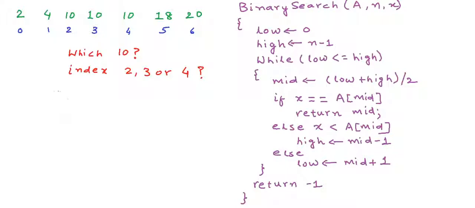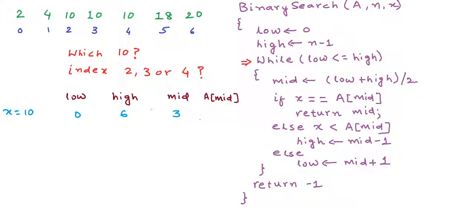Okay, let us see a simulation of this algorithm for this particular example. I will draw 3 columns here: low, high and mid, and let's say the number to be searched for is 10, so x is 10. Size of the array is 7, so initially low is 0, high is 6. Now we have started to execute this while loop. We calculate mid as low plus high upon 2, so mid would be 3.